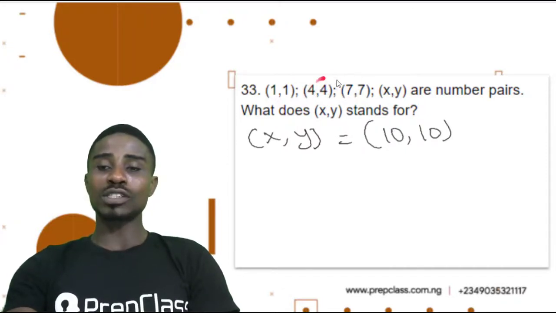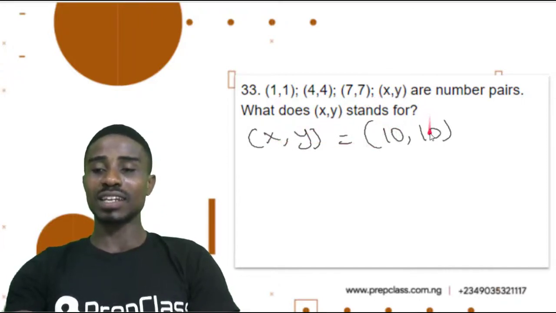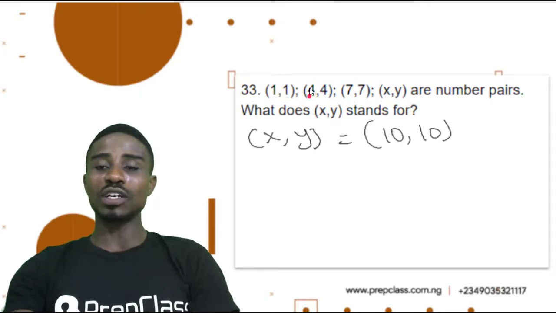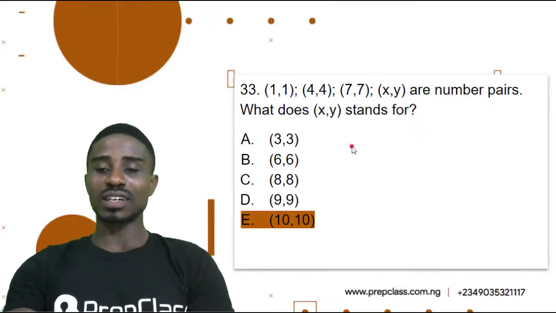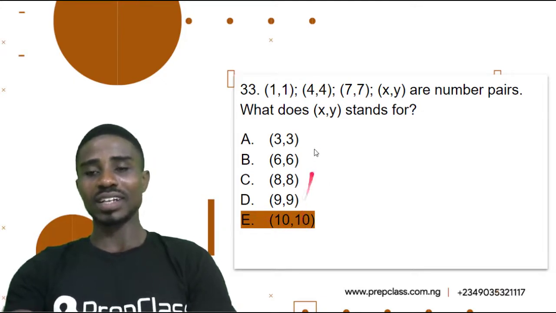So 4 plus 3 is 7. That's why we have 7, 7. So the next one will be increased by 3. 7 plus 3 is 10, and 7 plus 3 also would be 10. So XY will be 10, 10. So 1, 1, increased by 3 gives you 4, 4. Increase it by 3, 7, 7. Increase it by 3, 10, 10. So our correct answer for X and Y would be 10, 10. Let's look at the correct answer. Option E, 10, 10. All right.